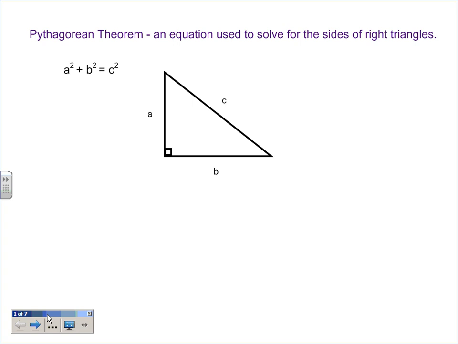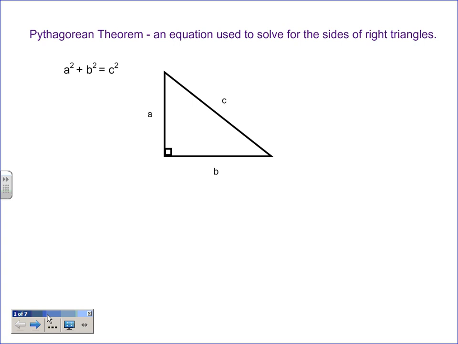As most of you probably already know, the Pythagorean theorem is basically an equation used to solve for the sides of a right triangle. You need to know 2 of the 3 sides, and you can go and find the third one. Later on this year, we'll start doing different things where you can solve for even more than that.